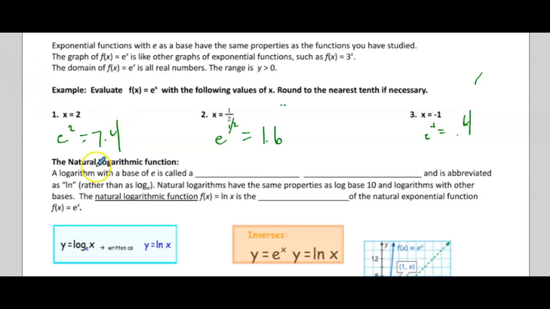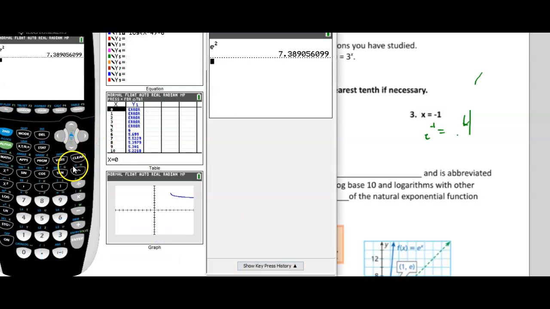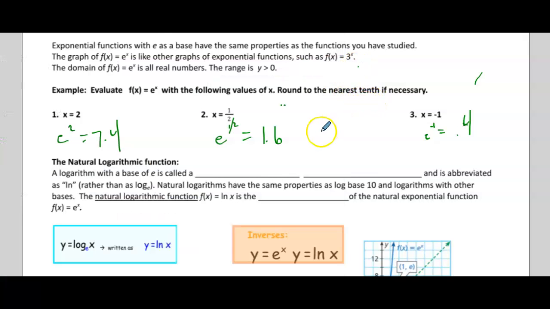Now, down here, the natural logarithmic function. Actually, before I do that, let me go back. I just want to show you again how to put this in the calculator. Press second, press natural log, e, and then I'll do 1/2 again, just so you can see e to the 1/2. And there you go, 1.64, so 1.6, because it says round to the nearest tenth.